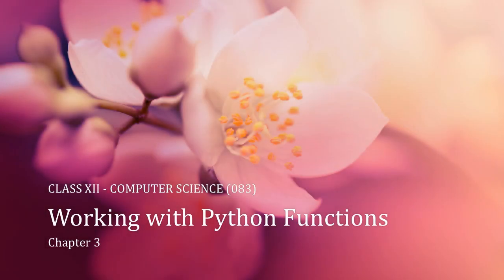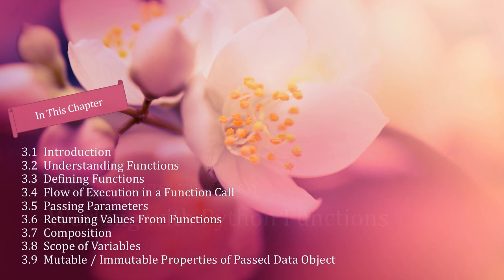In this video, you will learn your class 12 computer science topic, working with Python functions. The subject code is 083. In this chapter, you will learn introduction about Python functions, understanding functions, defining functions, flow of execution in a function call, passing parameters, returning values from functions, composition, scope of variables, and mutable or immutable properties of passed data objects.